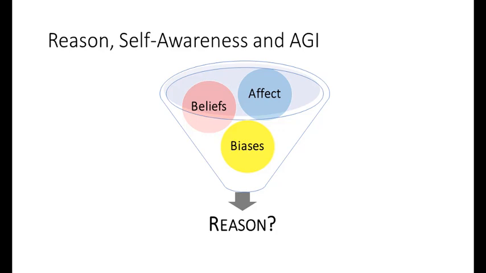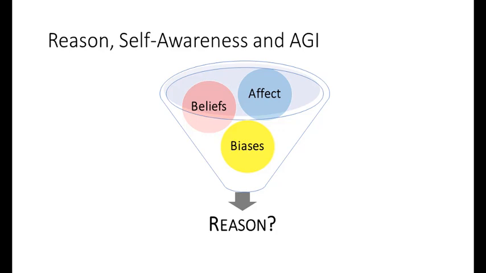Focusing on four of the components of the prior slide, that is affect, beliefs, and biases, as well as reason, the development of artificial general intelligence, in order to be not a simulation of human intelligence, but an actual human analogous intelligence, rationality and reasoning are not enough.